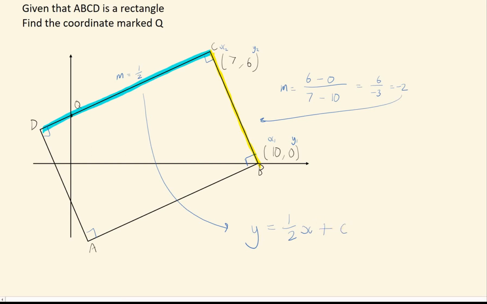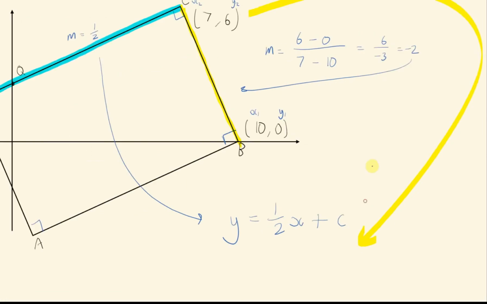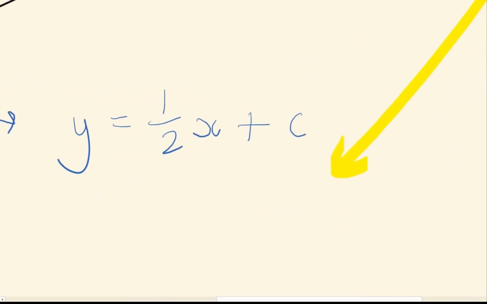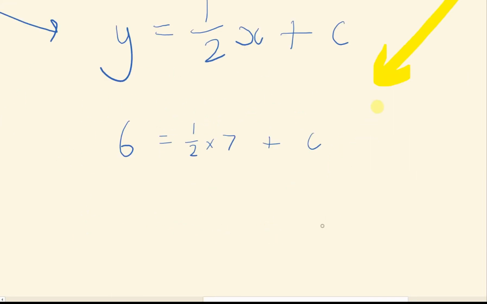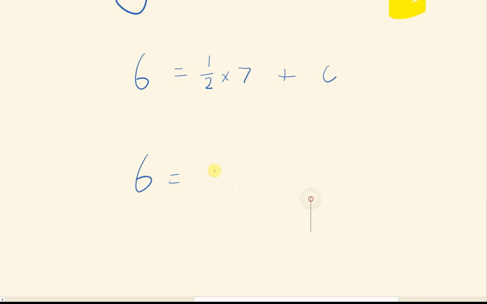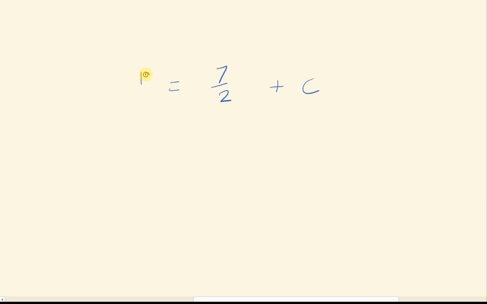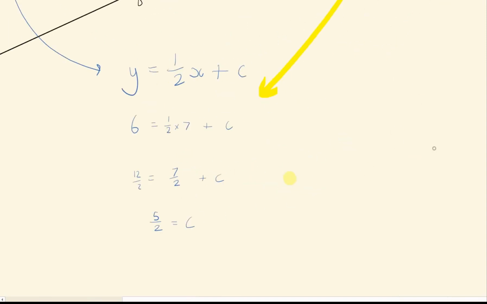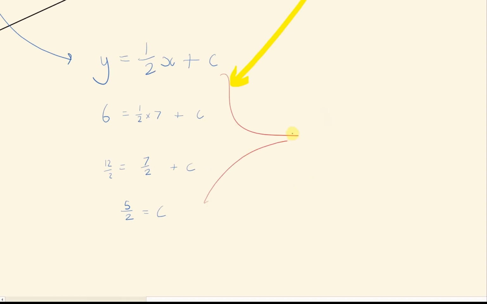For this question, we want the equation of this line, which we can work out because we know it goes through point C. We know it has to go through 7, 6. So let's plug that in to work out what C is. So x is 7 and y is 6. Okay, half of 7 is going to be 3.5, or 7 over 2. We can now work out C because 6 is just 12 over 2. So therefore C is going to be 5 over 2. Okay, combining those together, we now have the equation of this line is y is a half x plus 5 over 2.